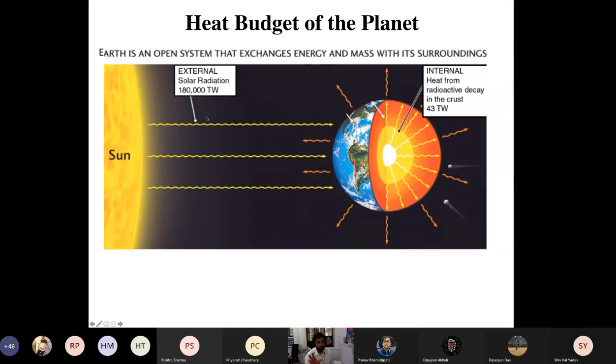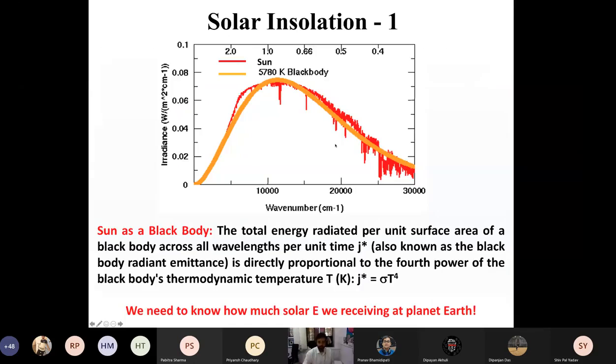So for all practical purposes, when we are talking about the climate of the planet, we're going to ignore the internal heat because it has nothing to do with the heat budget of the surface of the planet. Okay, it has a lot to do with the circulation of material along the mantle, degassing of CO2 from the mantle, but nothing to do with the superficial heat budget. Okay, so keep that in mind.